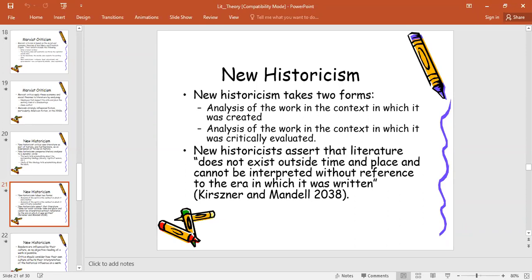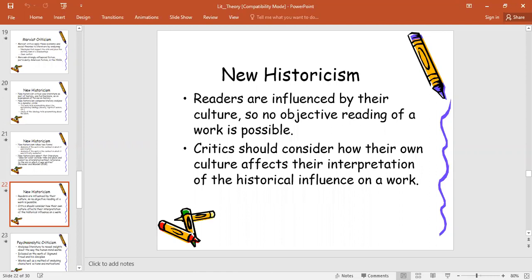So here, you cannot separate literature from the times in which it was written, and time, place, etc., and how it was interpreted. So it is essential to go through the literature, especially in the times when it was written. And readers are influenced by their culture. So no objective reading of a work is possible. Culture is the mood of a person to be adjusted, or ideology that you may adjust yourself, especially in the existing systems. That is called the culture.